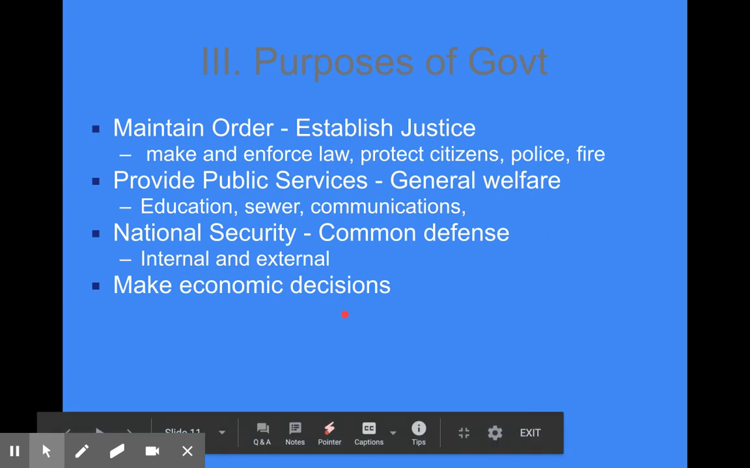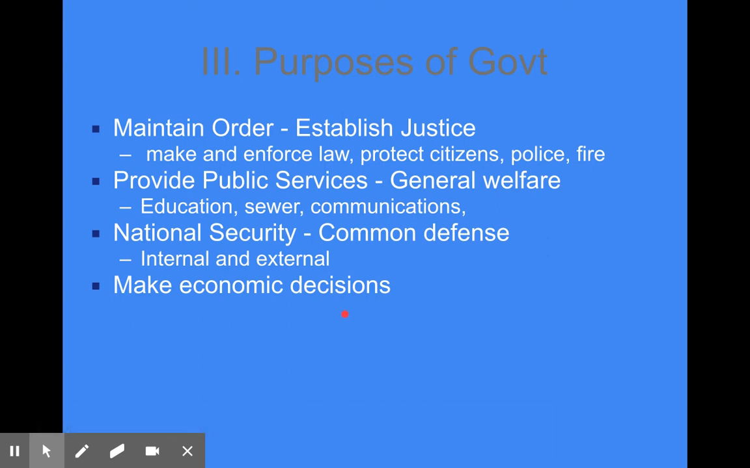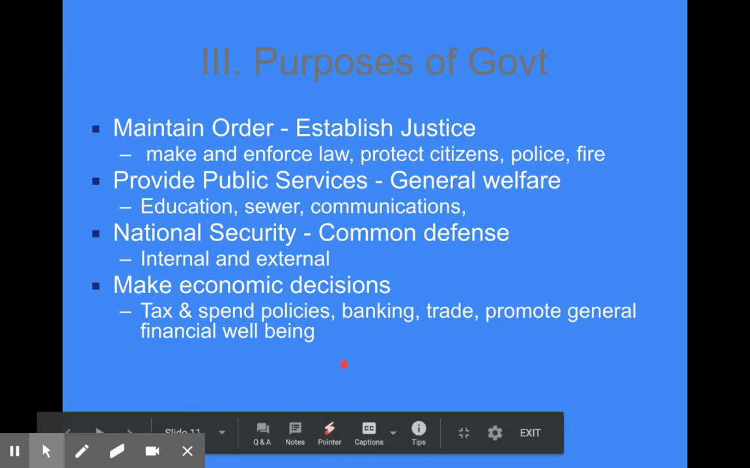And there's some economic decision making for government. There's a responsibility that we see as to make sure they do the best they can to promote jobs and people have a roof over their heads and things like that. So there's a lot of economic decisions that the government makes. Okay, tax policies, spending policies, banking and trade, and just general financial well-being. There's a lot of obviously money involved with government, but a lot of that is supposed to promote our economic welfare as well.